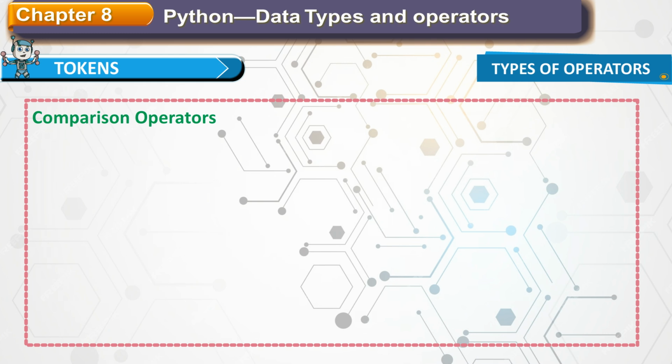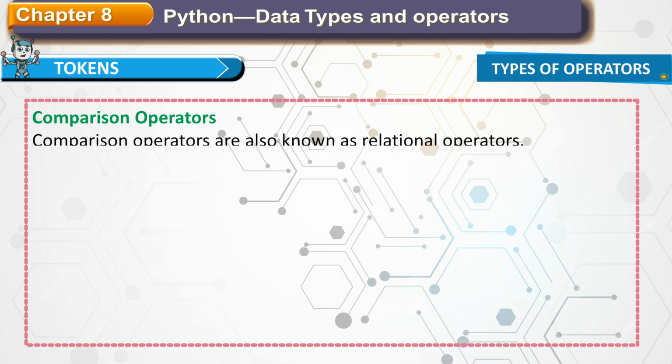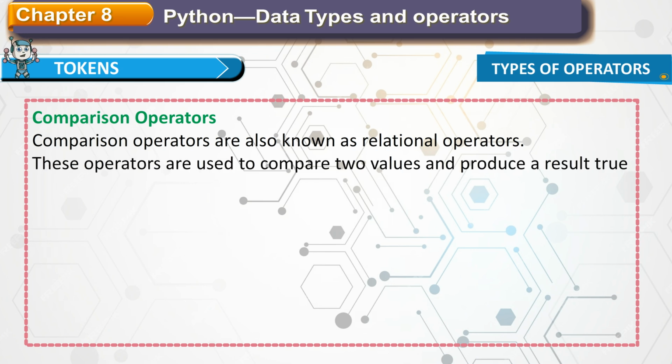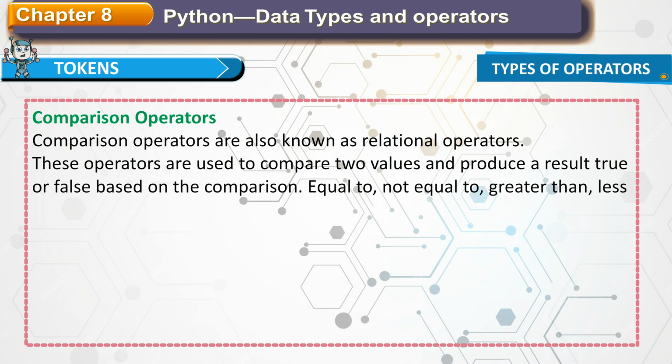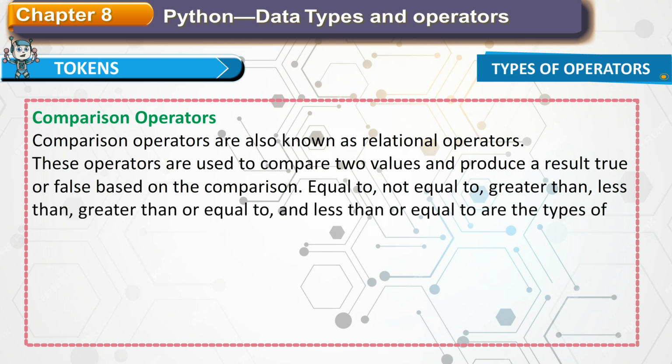Comparison operators. Comparison operators are also known as relational operators. These operators are used to compare two values and produce a result of true or false based on the comparison. Equal to, not equal to, greater than, less than, greater than or equal to, and less than or equal to are the types of relational operators.